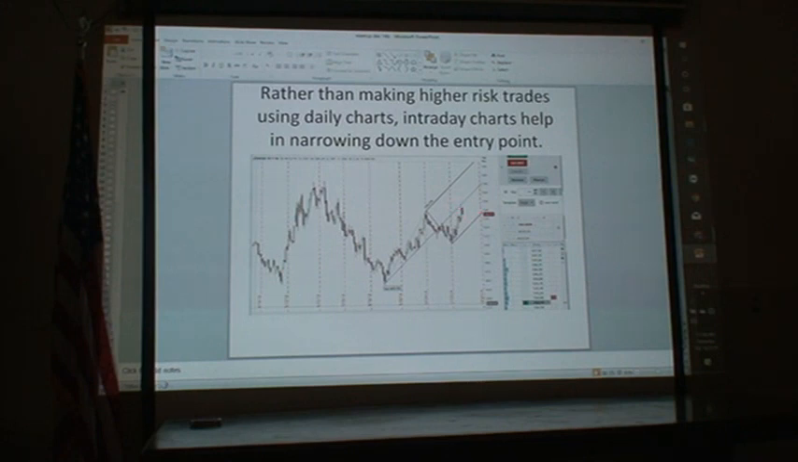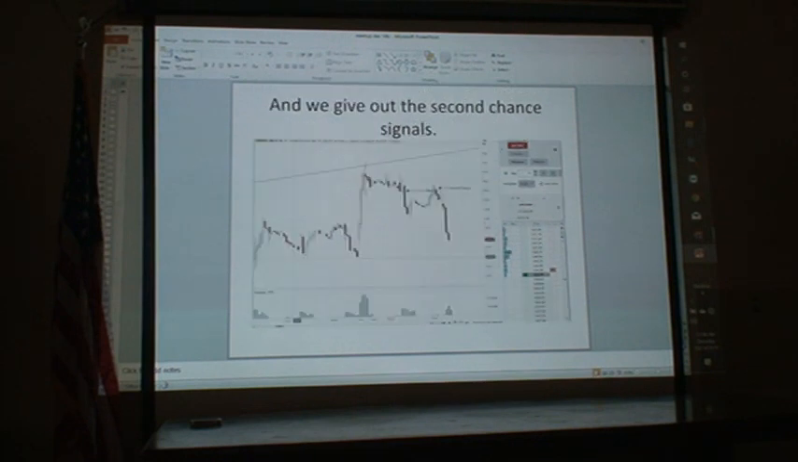And one of the things that happens, remember, is that we have what we call the second chance signal. I mentioned that before. So we had a sell over here, and then prices went up again. And at that point, we were able to let our people know that we have a second chance signal if it goes up here. And sure enough, it did. And nice second chance to get in on the short side, and down we go.